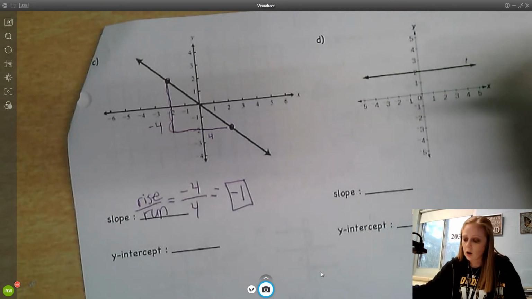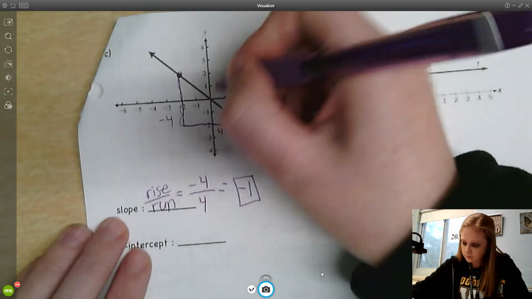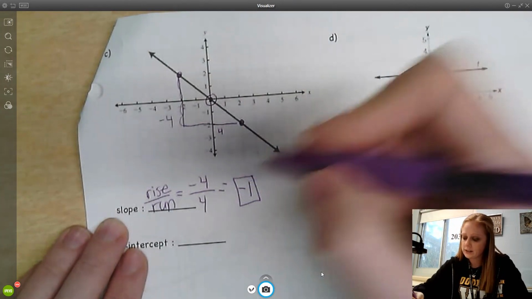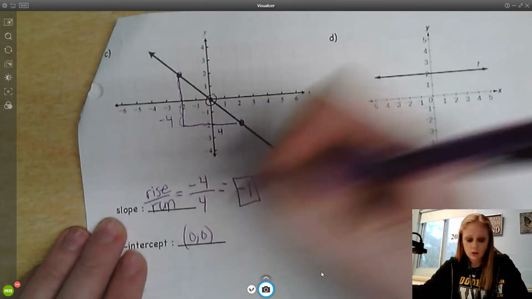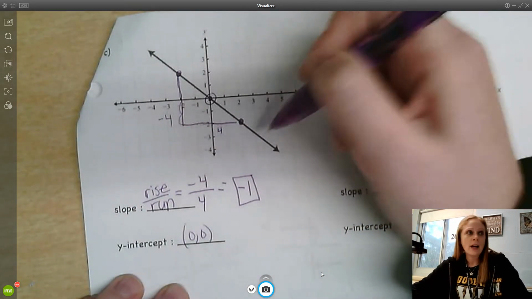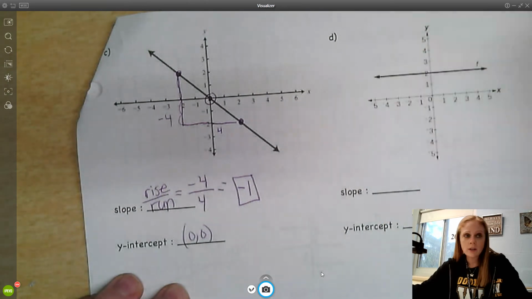Our y-intercept, where our line crosses the y-axis. Right here is where our line crosses the y-axis. That would be the origin, so 0, 0. Okay, and remember I said my line is going downward, so my slope should be negative, and sure enough it is. Okay, great.